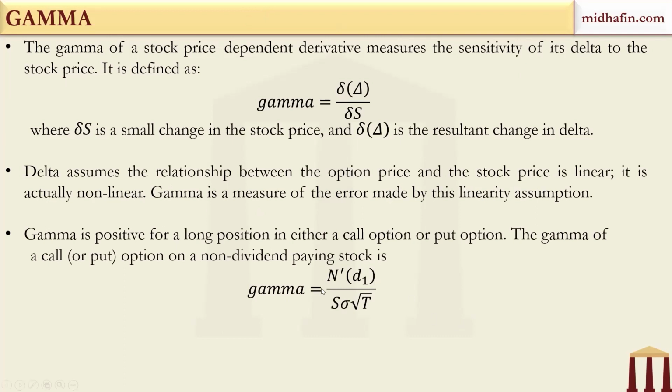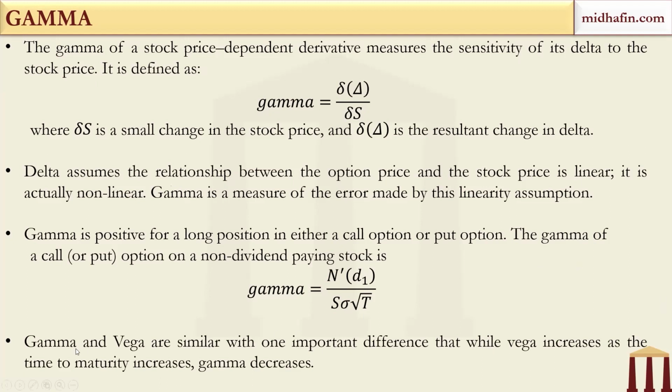Okay, now calculation for gamma is quite simple. N dash d1 by S naught sigma root T. Again, N dash d1 is same, the PDF of a standard normal, which is 1 by square root of 2 pi e raised to the power of minus x square by 2. Okay, it's a very simple formula. You can memorize it. Even I remember this formula, although I rarely remember anything, especially when I talk about the formulas. It's not about the concepts, about the formulas. I usually forget the formulas quite easily.